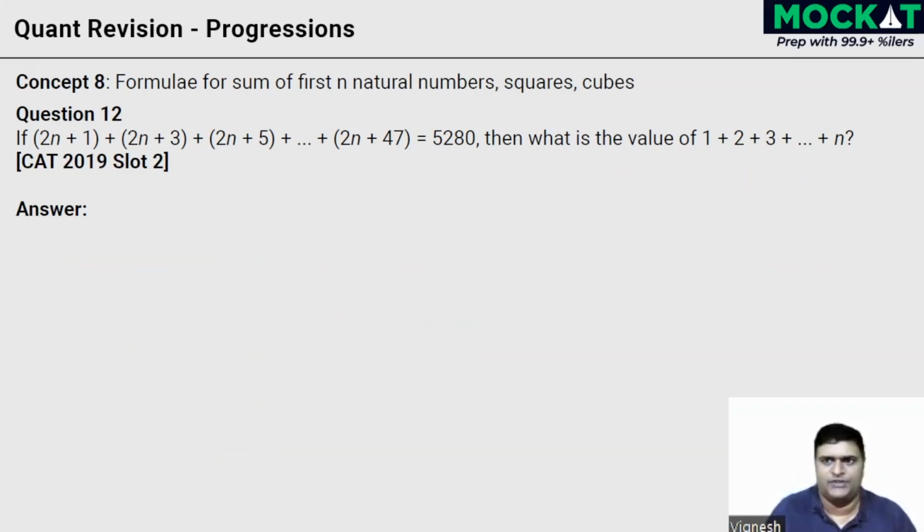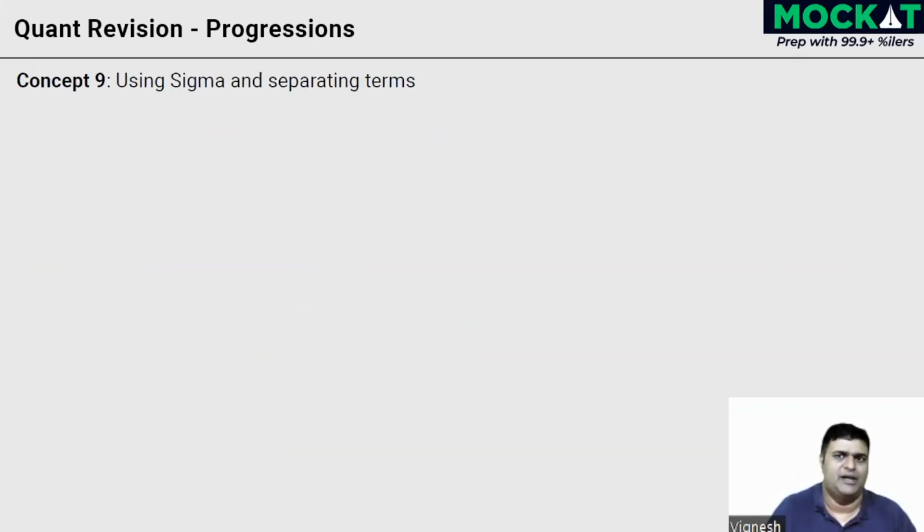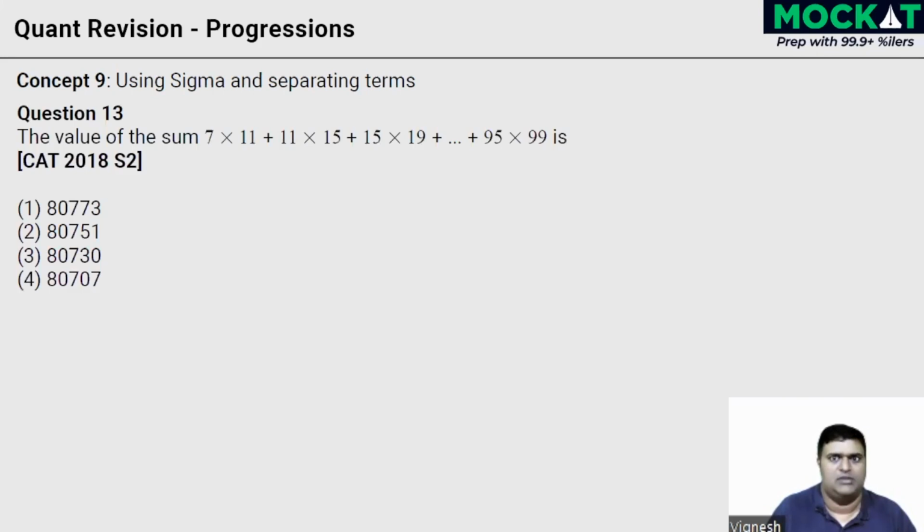There is more use for this formula around sigma, right? Sigma, separating the terms, summation. Let's take it up with an example over here. 2018 slot 2, one of the tougher years: 7 into 11 plus 11 into 15 plus 15 into 19 and so on till 95 into 99.